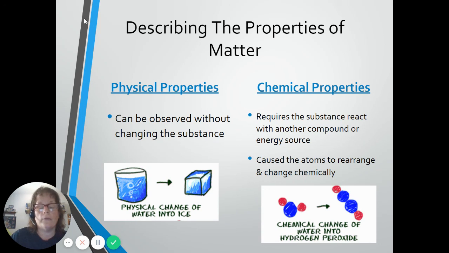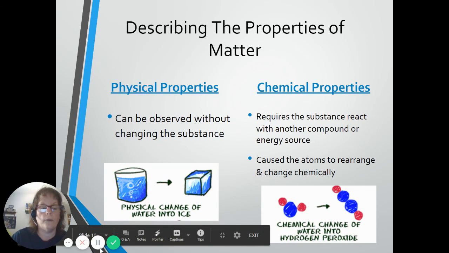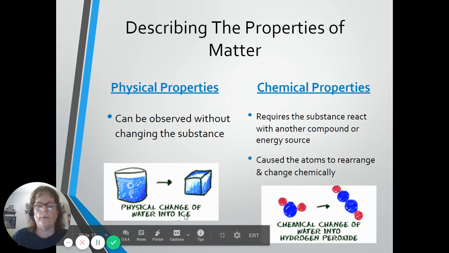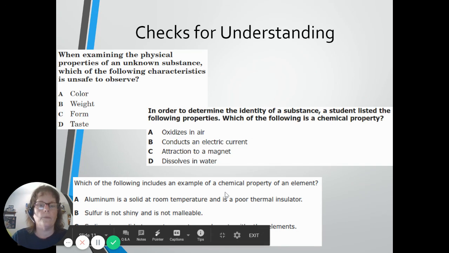On the other hand, chemical properties are going to change the atoms, rearrange them chemically, and they're going to form a brand new chemical. Brand new chemical. So let's get to some examples. That would be best, and I can show you.